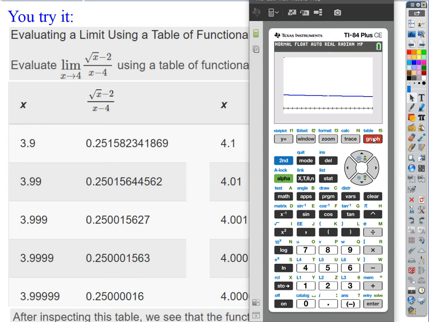So I made the window go, oh, I'm not recording, yeah, I am. So I made the window go from 3 to 5. Those were the x minimum, the left edge of the window, and x maximum, the right edge. And vertically I went from a y minimum of negative 0.1 to positive 1. Okay? Another way that you can custom define a window.